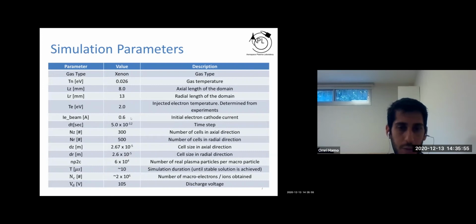These are some of the parameters that we're using for the simulation. We're using xenon gas. These are the dimensions of the domain. This is the injected electron temperature in eV, the time step, the number of cells in each axial and radial direction, and this is the duration of 10 microseconds for the simulation to reach a steady state, and the discharge voltage that we're using.